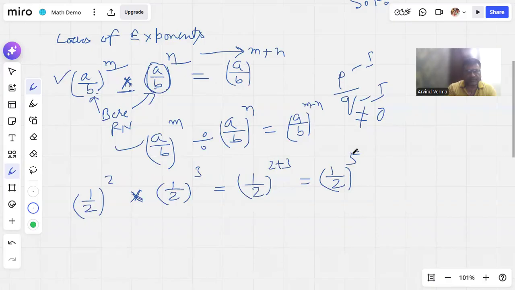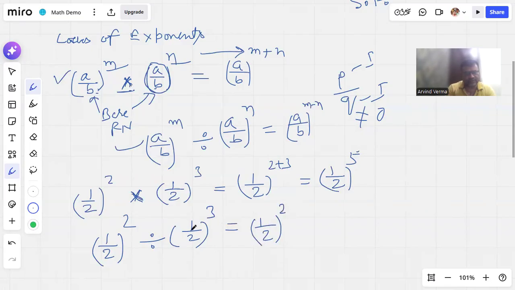Now take the example of 1 upon 2 raised to the power 2 divided by 1 upon 2 raised to the power 3. Now in case of division, the exponents will be subtracted. So 2 minus 3. So 1 upon 2 raised to the power 2 minus 3 is minus 1.